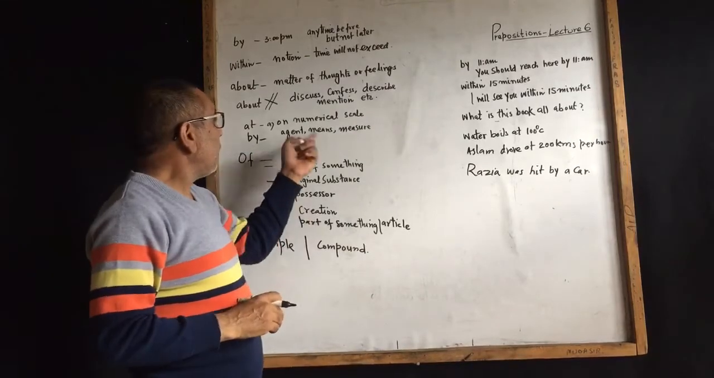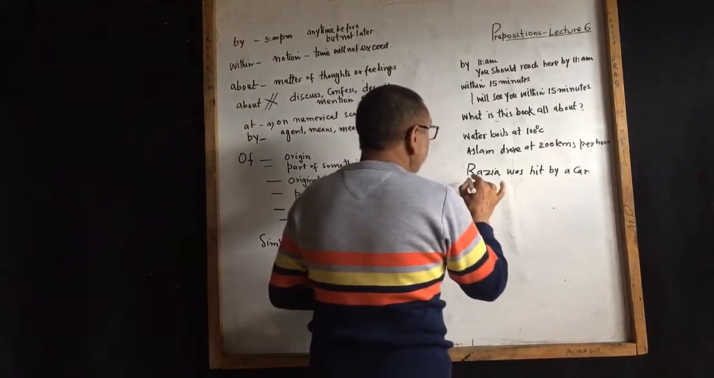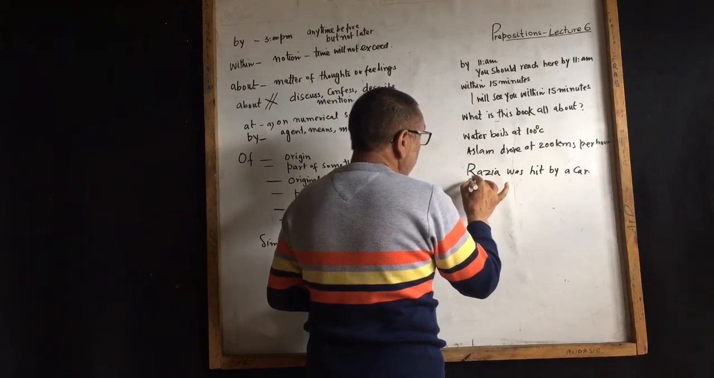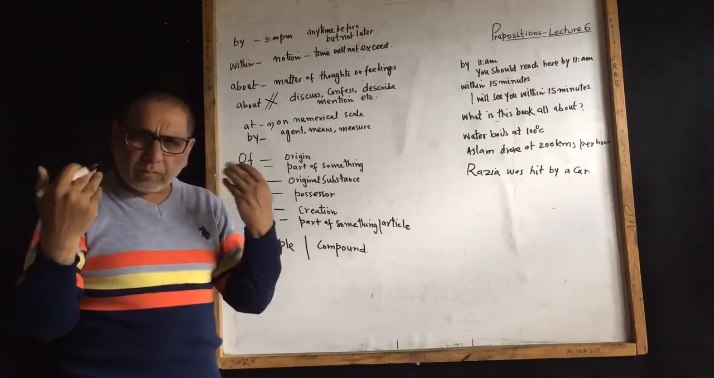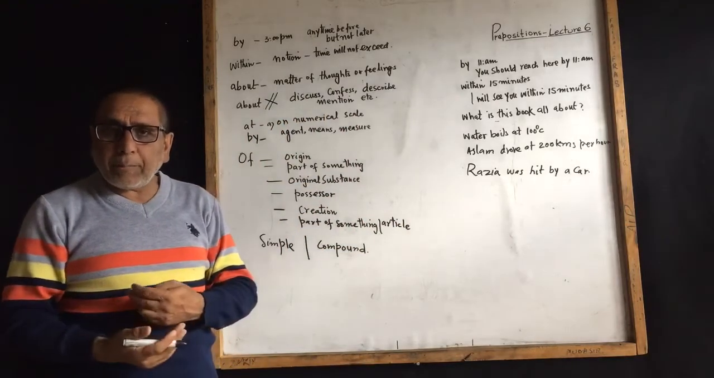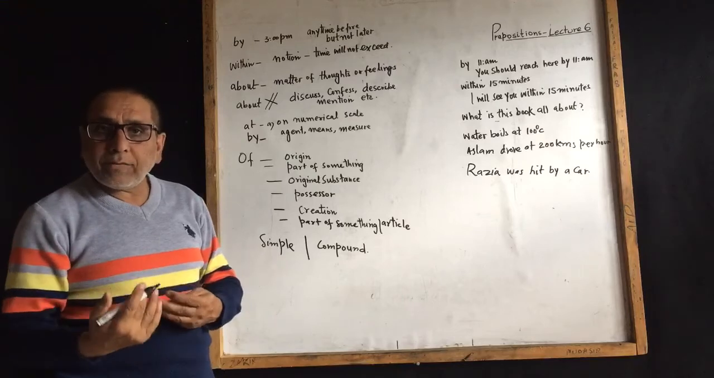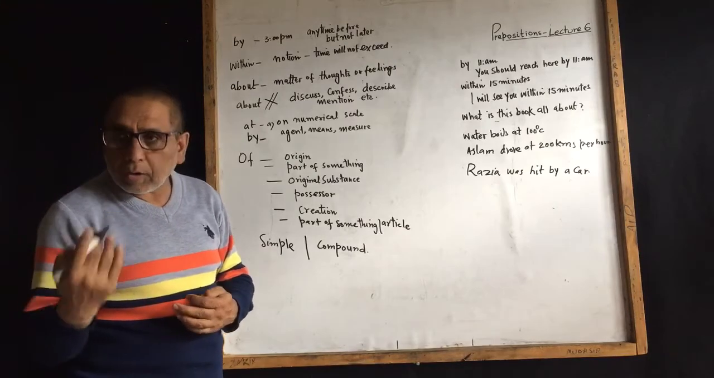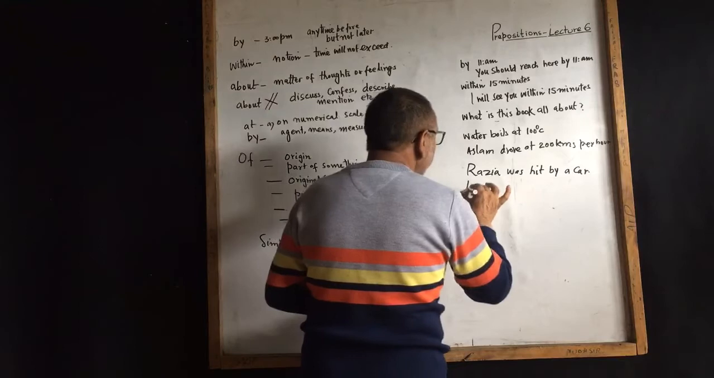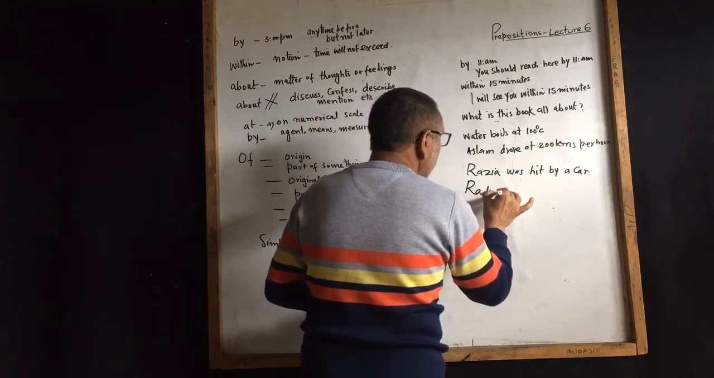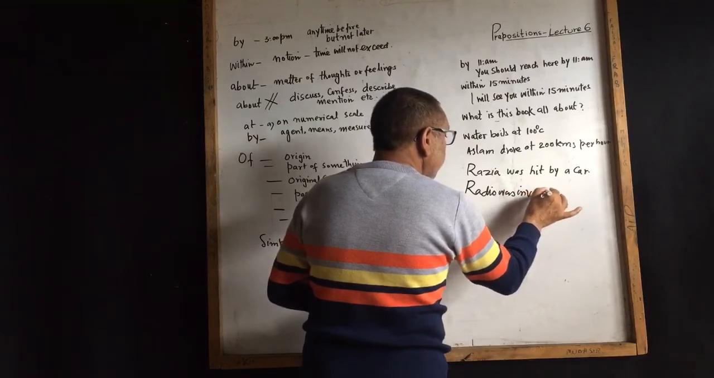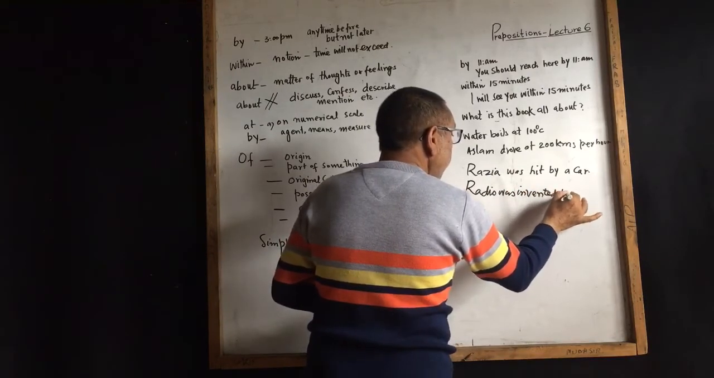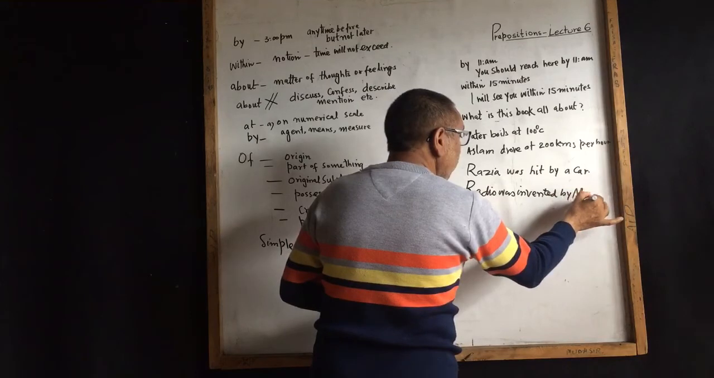Accordingly, when we talk of means, for example, about some of the inventions. For example, radio. Radio was invented by Marconi.